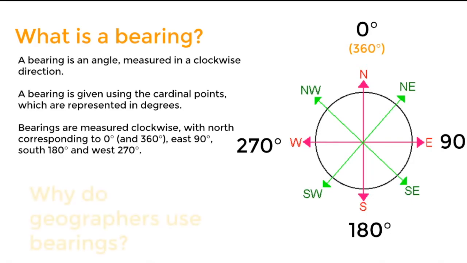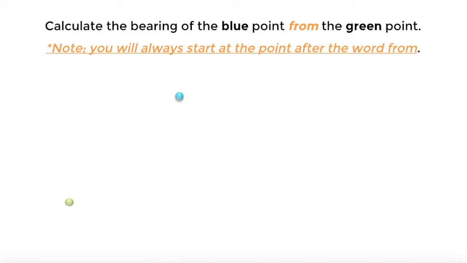So why do geographers use bearings? Geographers use bearings to give an accurate indication of the direction of one point from another. Let's have a look at an example calculating bearings from one point to another. In this example, we have 2 points, a blue point and a green point. The question at the top of the screen states, calculate the bearing of the blue point from the green point. This means you start at the green point.